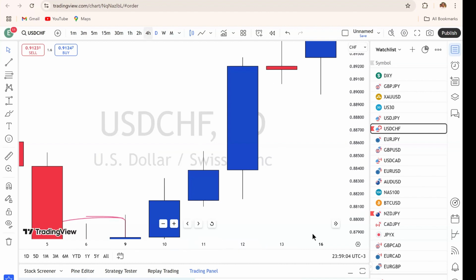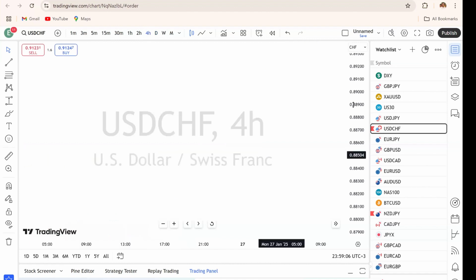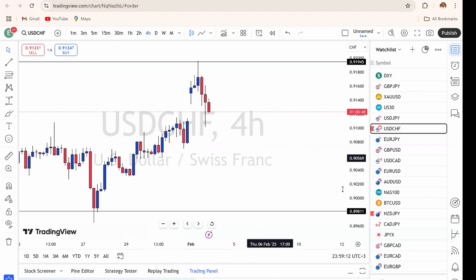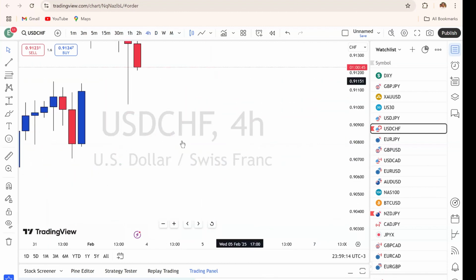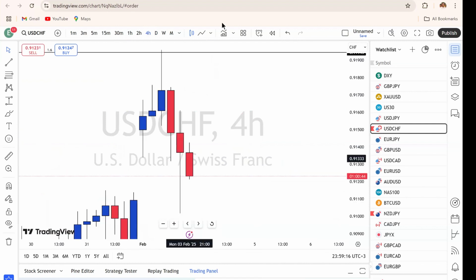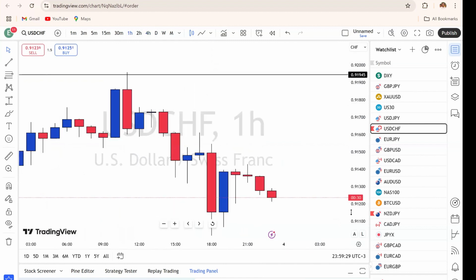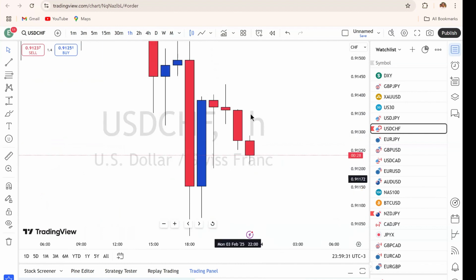When I go to 4 hour time frame, what's the definition? It means for each candle to complete and be formed, it takes 4 hours. I hope now you're getting my point. When I put a certain time frame, for example, this is a 4 hour time frame, it means each candle here takes 4 hours to be formed. When I go to another time frame, maybe 1 hour, the same thing. For this one candle to be formed, it takes 1 hour.